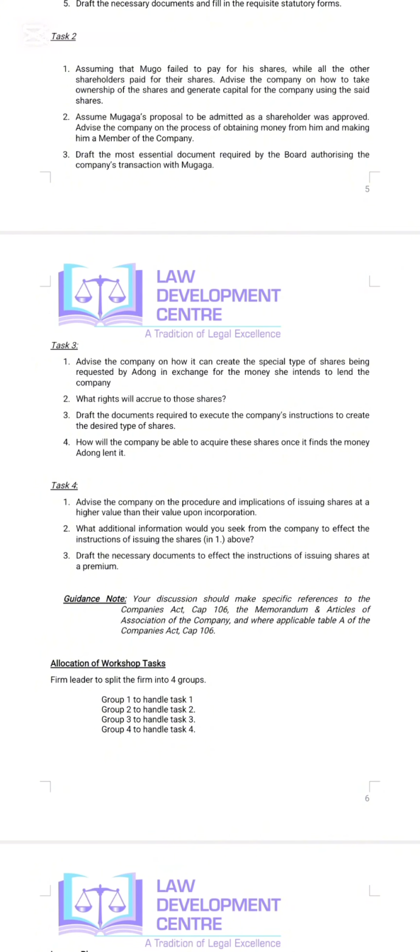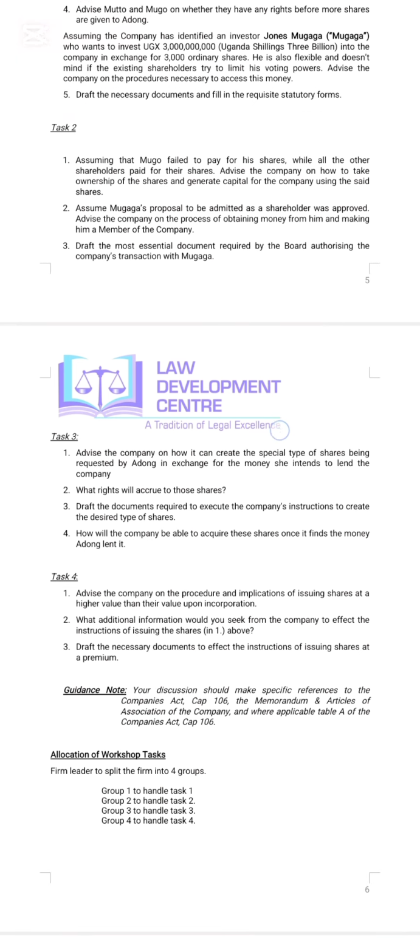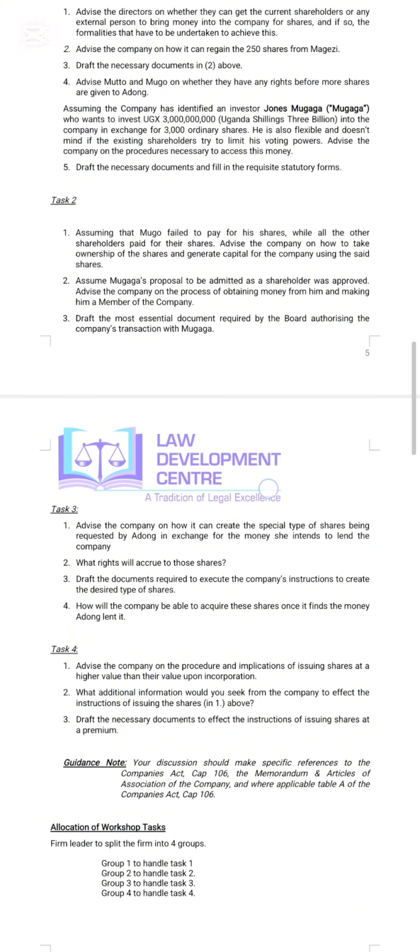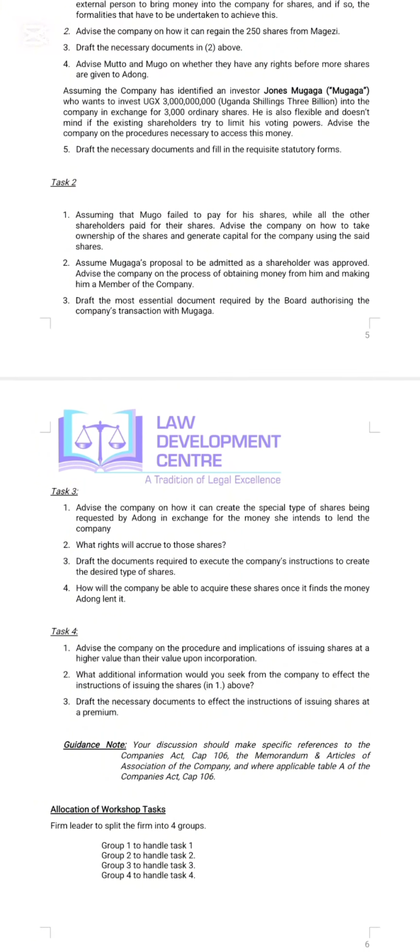Assume Mgaga's proposal to be admitted as shareholder was approved. Advise the company on the process of obtaining money from him and making him a member of the company. The only way you can make this person a member of the company is to allot him shares, sign what we call shareholder loans, and then proceed to register that with the company.